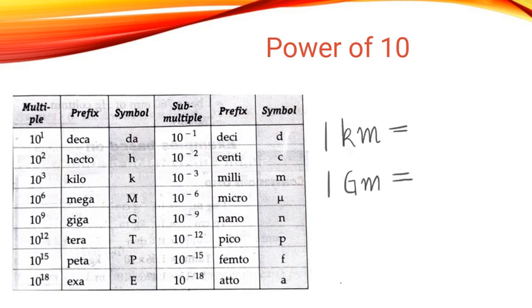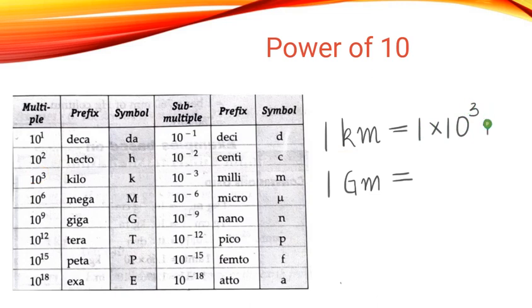Now again let's take a few more examples. Suppose you are given 1 kilometer, and you have to write it in terms of meter. In that case you have to compare with this symbol. This K represents kilo. Kilo represents 10 to the power 3. So 1 kilometer means 1 times 10 to the power 3 meter.